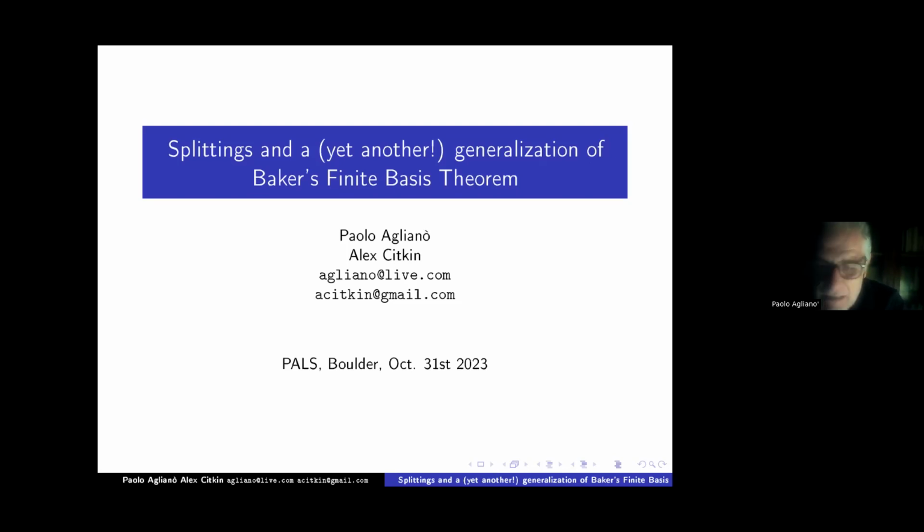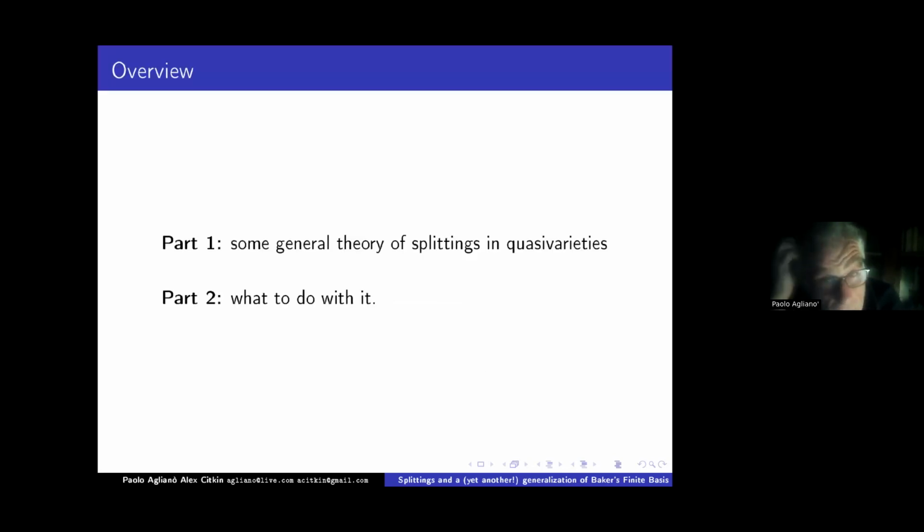This is a spin-off of the research we are doing. We were studying different but related things, and we came up with this result. It's a nice little result, and it's suitable for a seminar like this. So what is the idea? We will talk about splitting in lattices of quasi-varieties, and then we'll try to say what we can do with it.